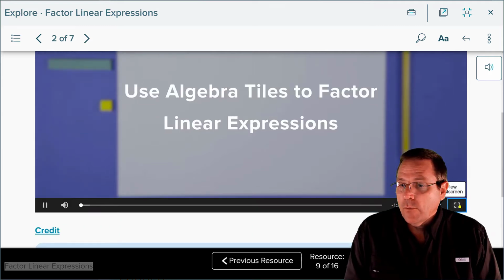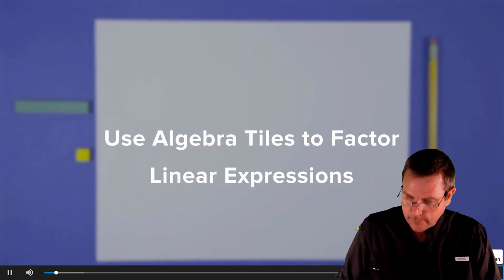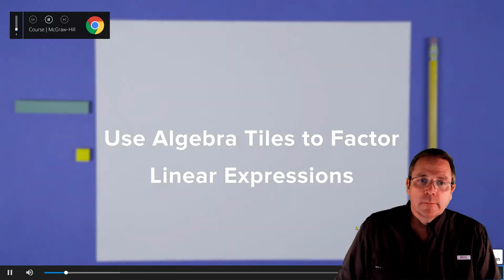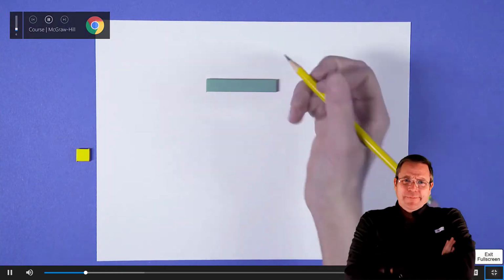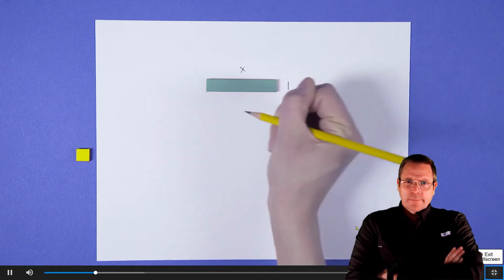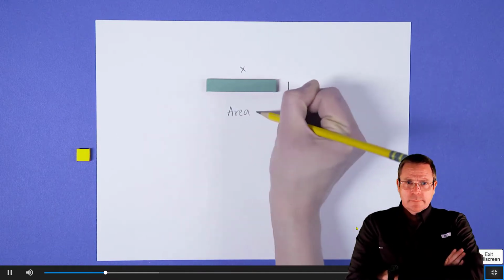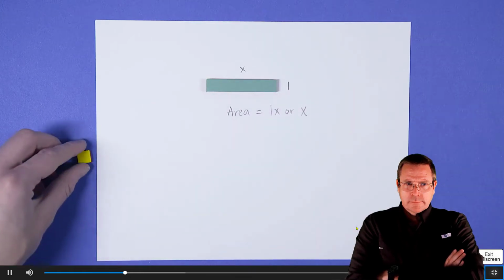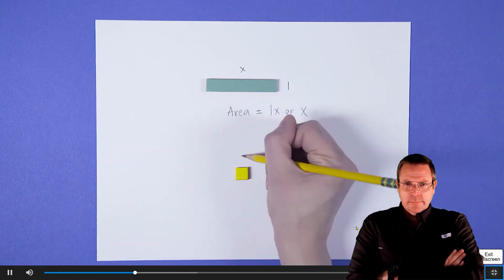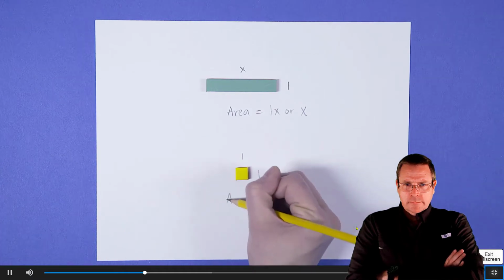So I'll go full screen here. Use algebra tiles to factor linear expressions. An x tile has a length of x and a width of 1, so it has an area of 1x, or x. A 1 tile has a length of 1 and a width of 1, so it has an area of 1.